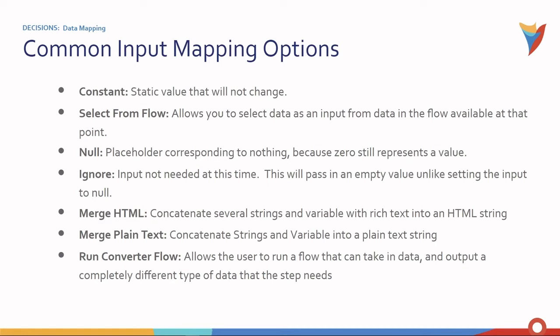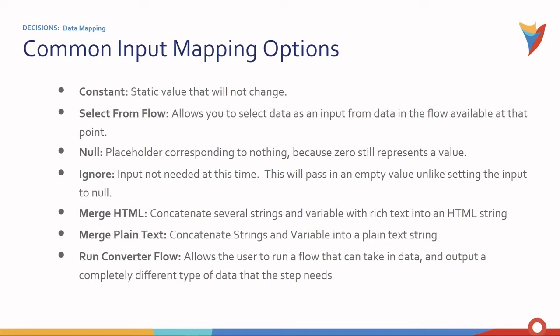Merge HTML. This will concatenate several strings and variables with rich text into an HTML string. So this is one way to create a custom message that can be used later on with a requirement that it needs to be an HTML string. Merge plain text is just a way to concatenate strings and variables into a plain text string. So instead of HTML, now it's just plain text.